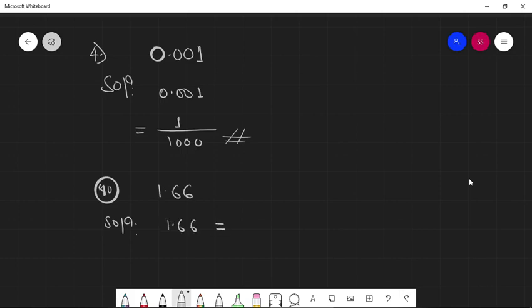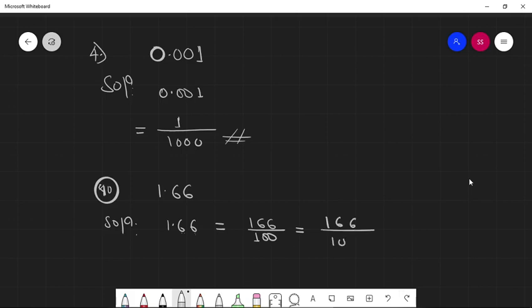The solution: 1.66 equals over 100. How many decimal digits are there? There are two. This is in the tenths place, this is in the hundredths place, so you put 166 over 100 in this way. Now we can start the cancellation process. I will show this problem by another method also, don't worry about that. Firstly, 166 by 100, so let's cancel.